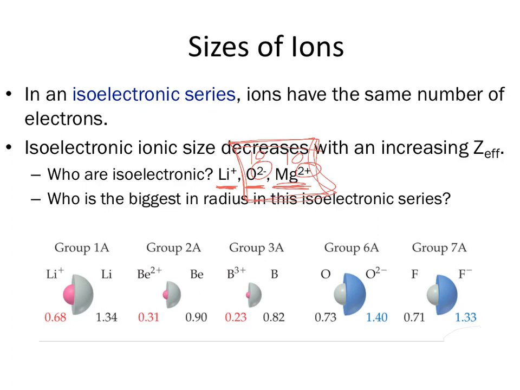So how do you know who's going to be bigger? Who's going to be bigger in an isoelectronic series is all dependent on how many protons they have in their nucleus. Oxygen only has 8 protons, magnesium has 12. So that means that magnesium will actually be smaller because it has more protons in the nucleus, and it'll pull those 10 electrons closer to itself.